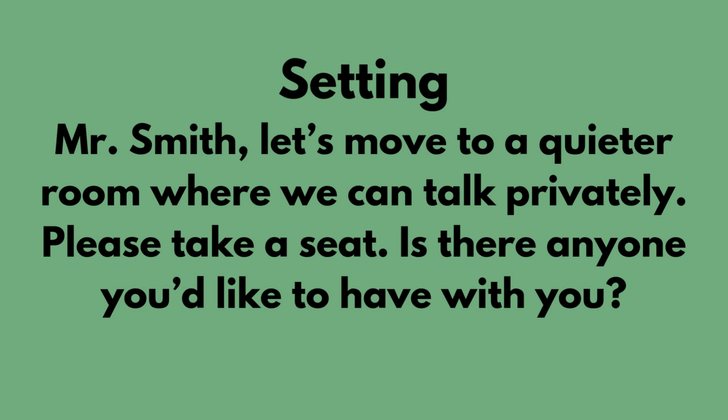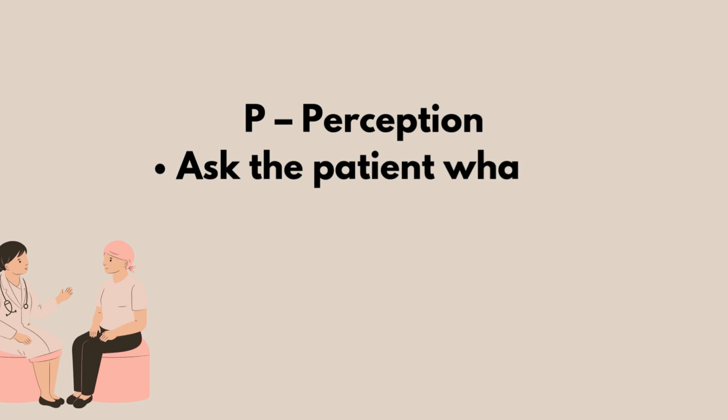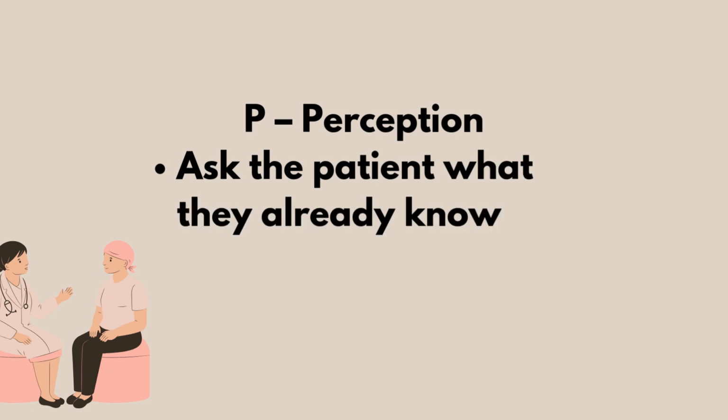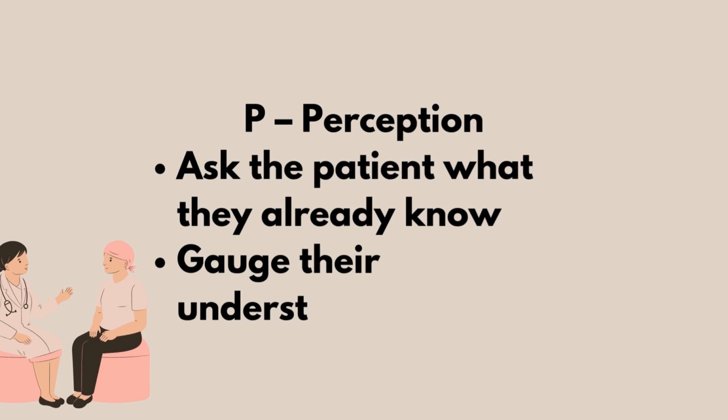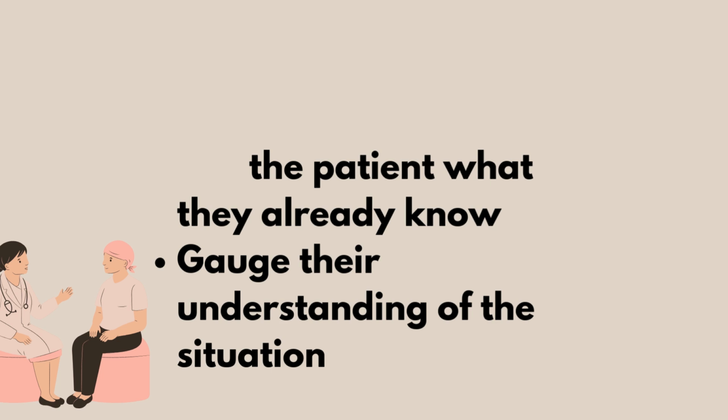Now P is perception. In SPIKES, the P is perception. Perception means asking what the patient already knows, because some patients might be totally clueless about anything that is happening around. If you're coming out with a cancer diagnosis, you must have done different diagnostic tests, but they might have no clue regarding the process that is done to them or their diagnosis. So you have to understand what they already know and gauge their understanding of the situation.